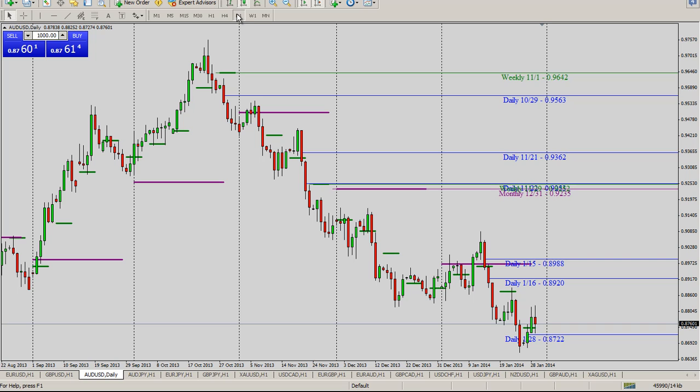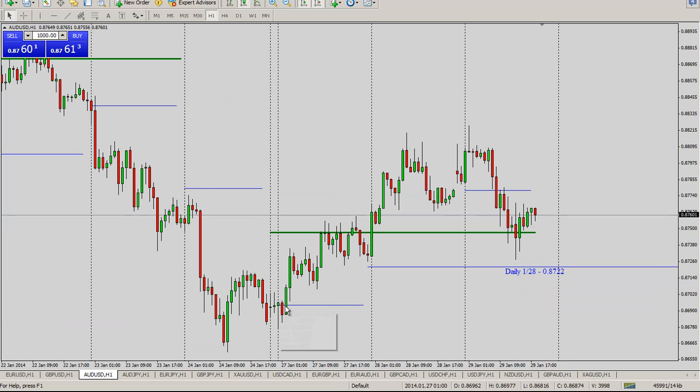Now, as far as what a pivot point is and how they are calculated, a daily pivot point is calculated from the high and the low and the close of the previous day. So the typical calculation for a pivot point is the high, low, and close, all added together, divided by 3, gives us our pivot point. Right? That gives us our pivot point for the current day. So that's how a daily pivot point is created.